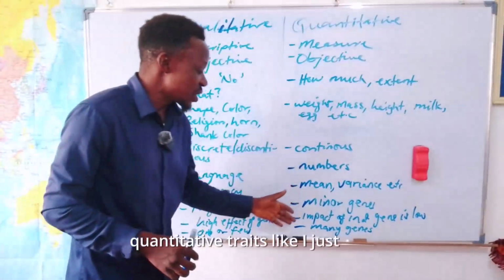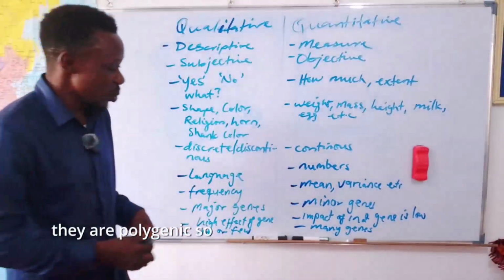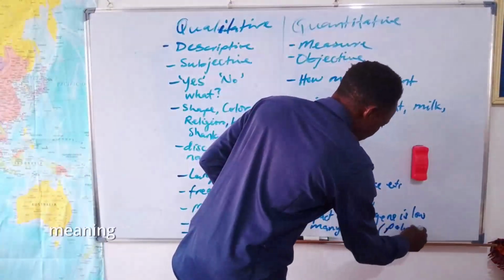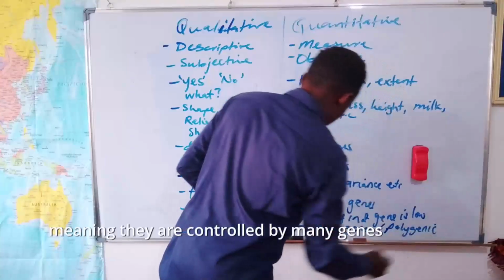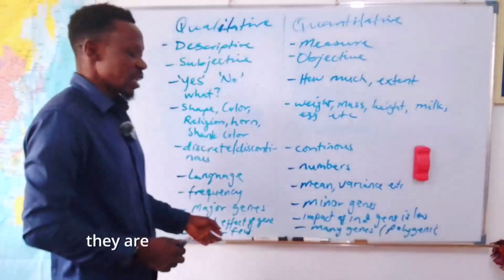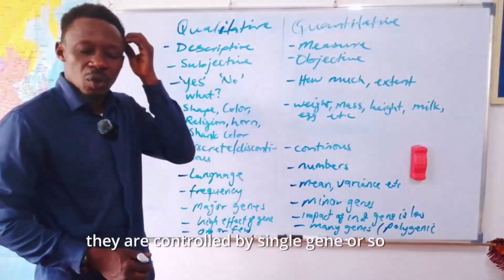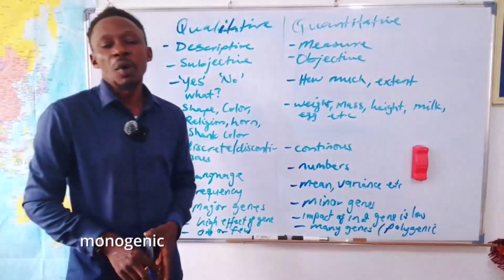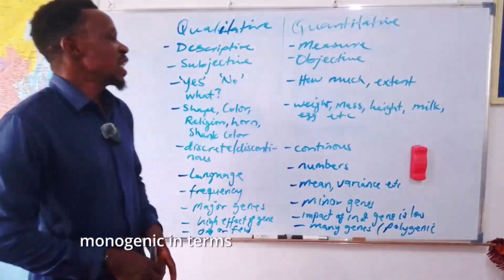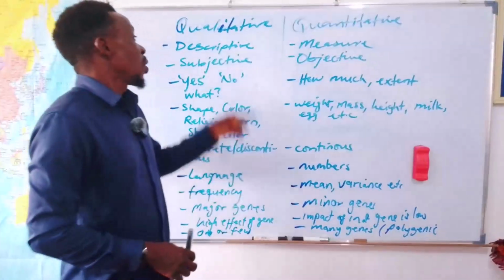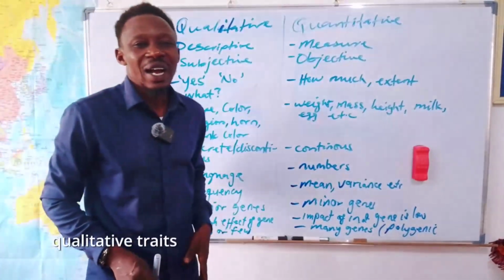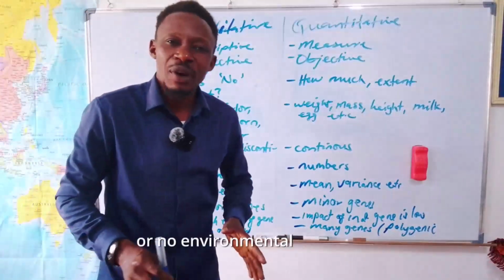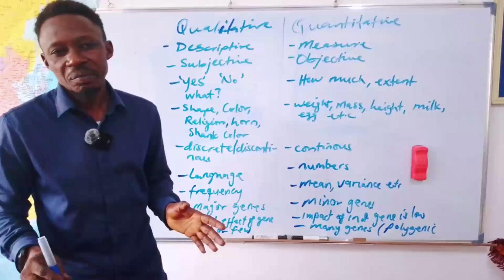So quantitative traits, like I just said, they are polygenic. So another word used for them is polygenic, meaning they are controlled by many genes. Whereas these ones, they are controlled by a single gene or so, or few genes, and so they are called monogenic. In terms of environmental impact, qualitative traits have little or they suffer little or no environmental influence.